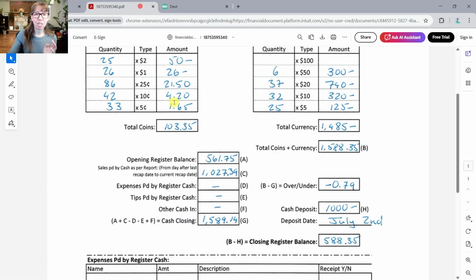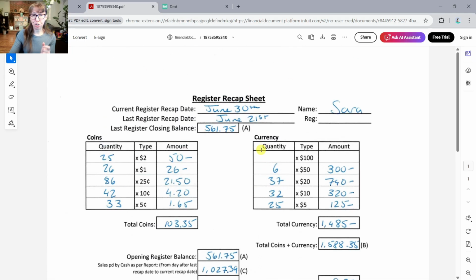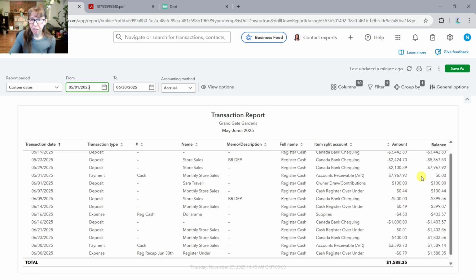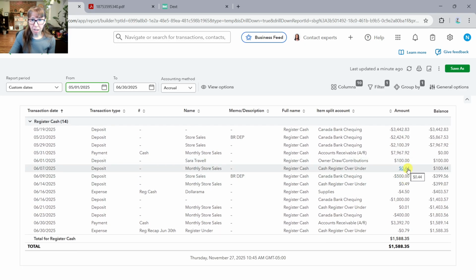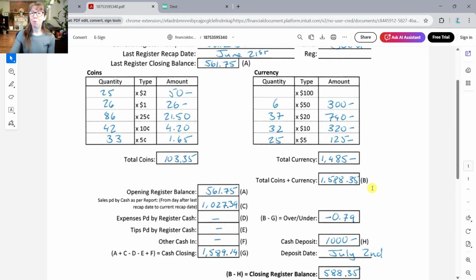Starting June, that's when she started to use these register recap sheets. And because of that, we were able, in June, to put in when there was an over or under and whenever there were any register cash receipts. So given the fact that we've caught everything that's gone on in the register, including those over unders, as of June 30th, 1,588.35 is what is in the cash register.